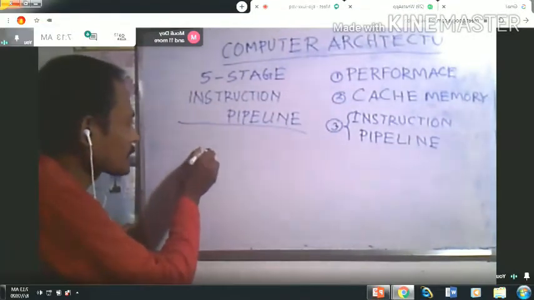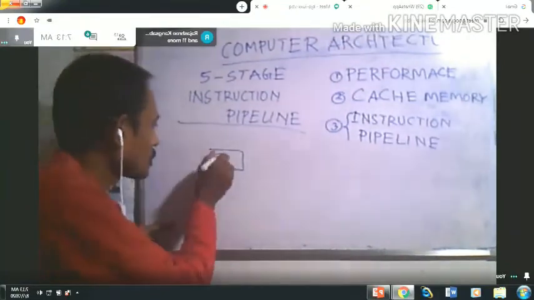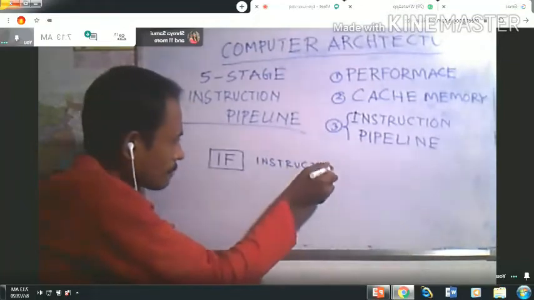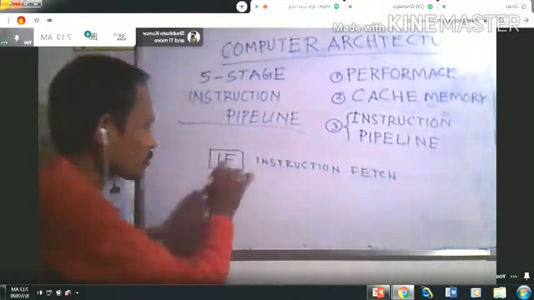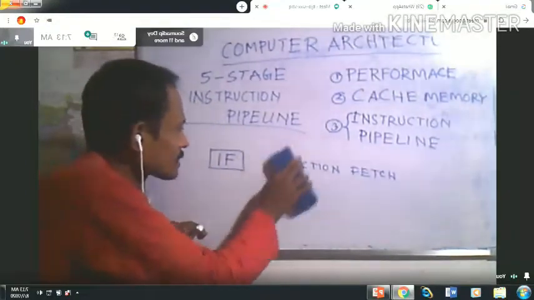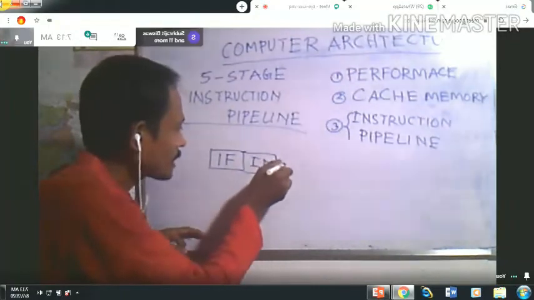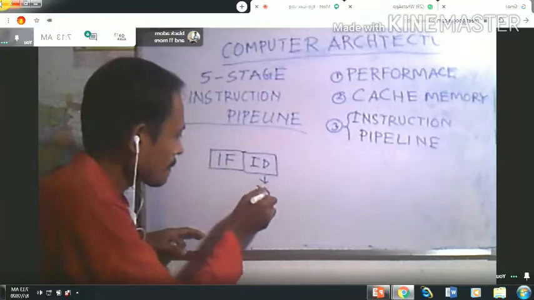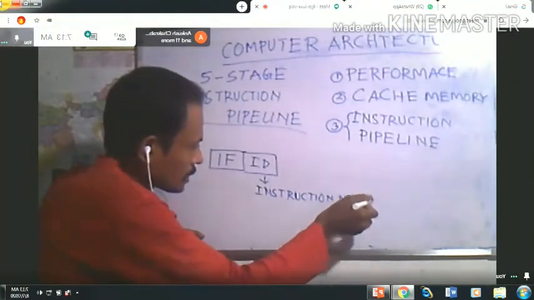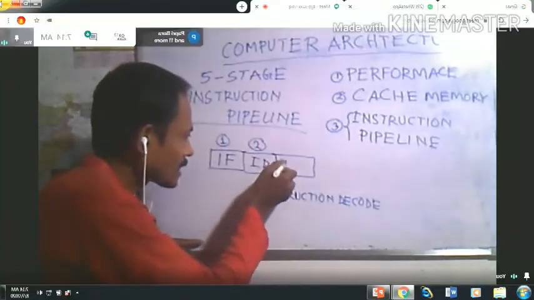The first stage is called the instruction fetch, IF. Clear? So what will be the next stage? The next stage is called the instruction decode, ID. Clear? So the first stage is instruction fetch, the second stage is instruction decode, the third stage is execution.